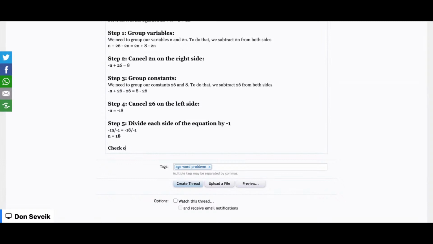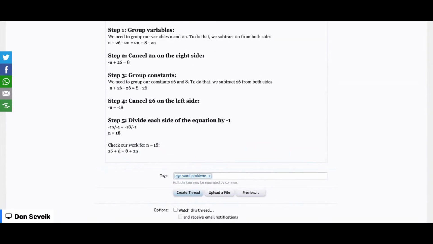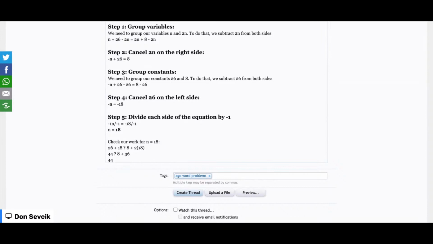Check our work for N equal to 18. 26 plus 18, question mark, because we don't know if this is equal, to 8 times 2... 8 plus 2 times 18. 26 and 18 is 44, question mark. 8 plus 36. 44 does equal 44. Outstanding.